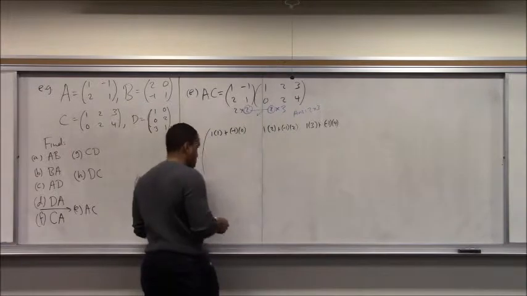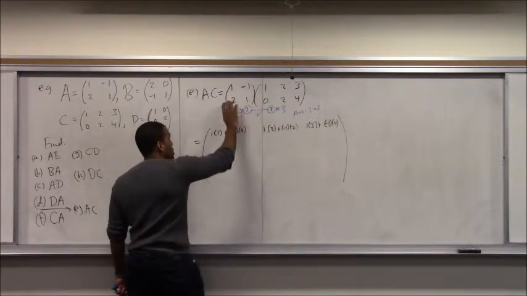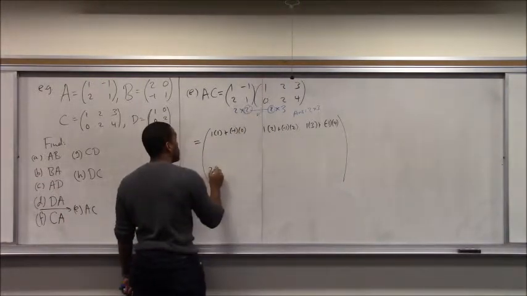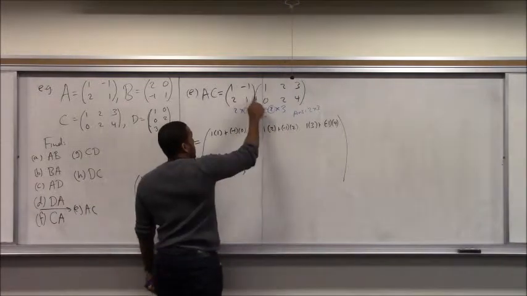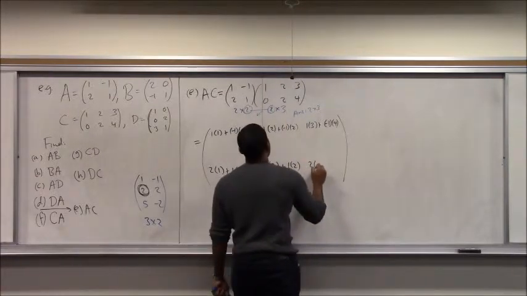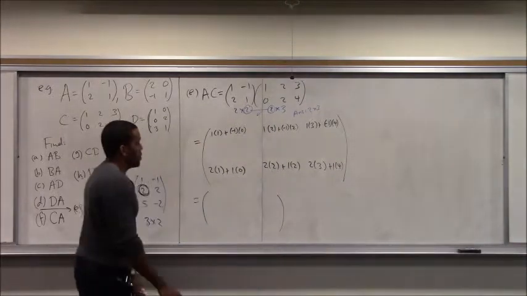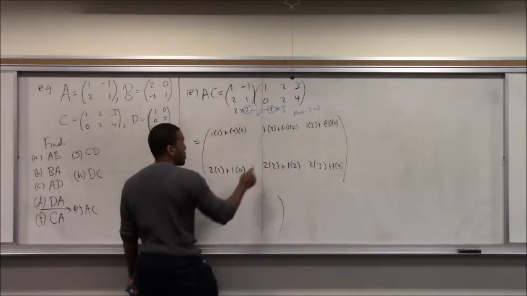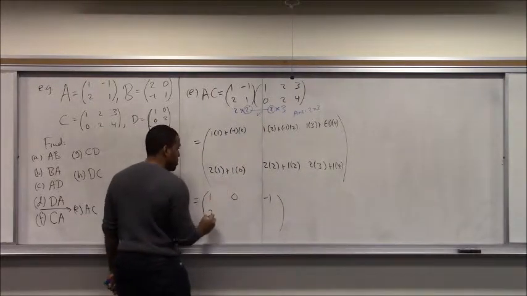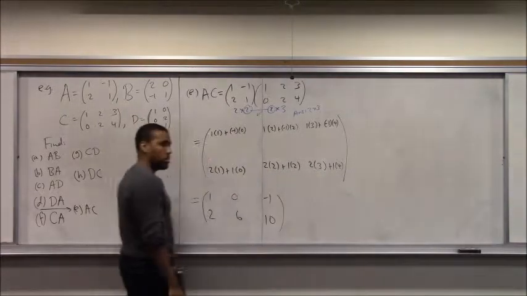Ran out of columns, so stop and start on the next row. Second row times first column is going to go here. Second row times second column is going to go here. Second row times third column is going to go here. Second row times first column. Second row times second column. Second row times third column. It says 1 plus 0. 2 minus 2, 3 minus 4, 2 plus 0, 4 plus 2, and 6 plus 4. So that's the answer.